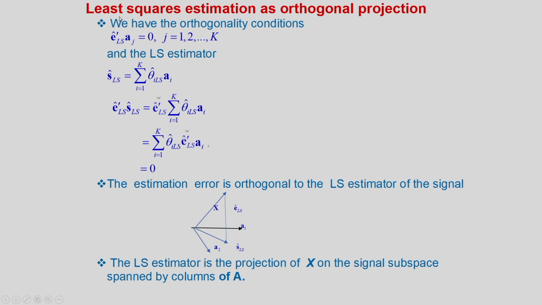We can interpret least squares estimation as orthogonal projection. We have the orthogonality conditions: e LS hat transpose A_j is equal to 0 for j equal to 1, 2 up to k. Now, the estimated signal is given by s LS hat is equal to the summation of theta i LS hat times A_i, i going from 1 to k. So, this is the estimated signal.